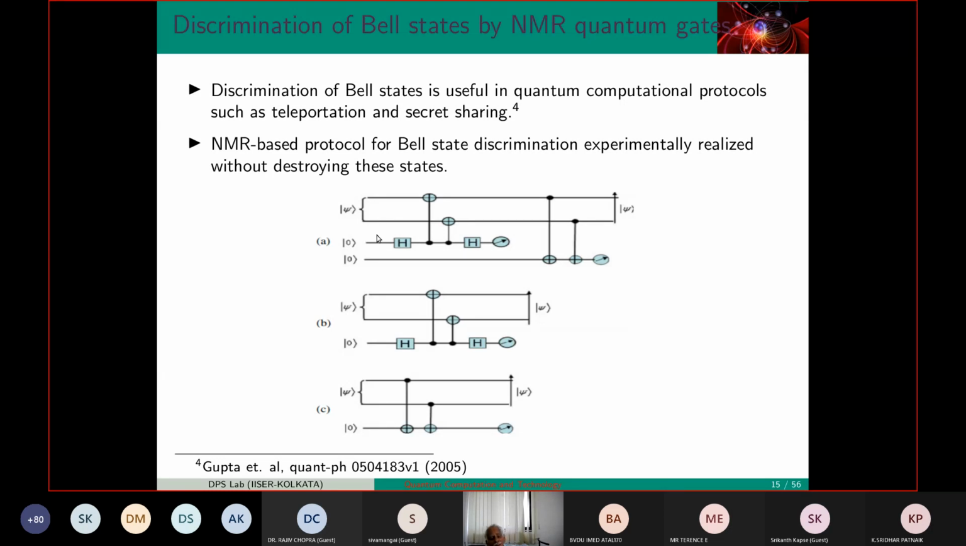How did you create them? Okay, I created them just like I pointed out. Started with 0, 0, put a Hadamard, then control not, and lo and behold, you have an entangled state here.